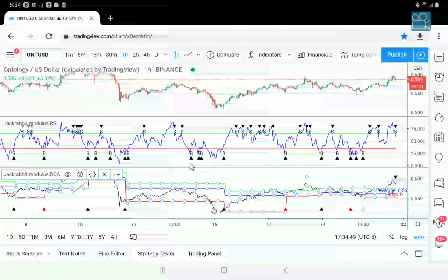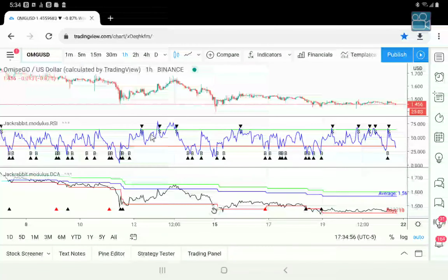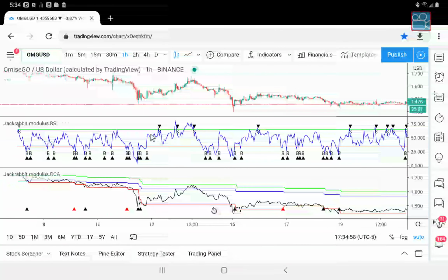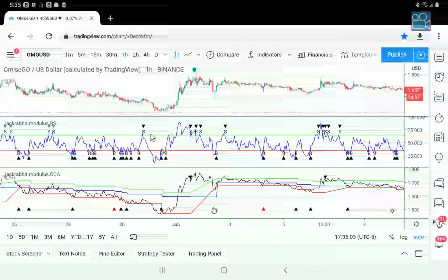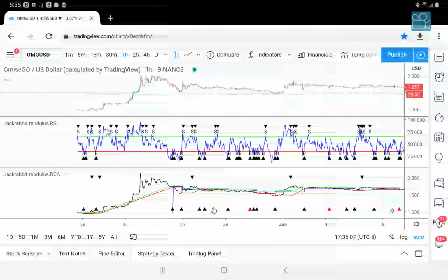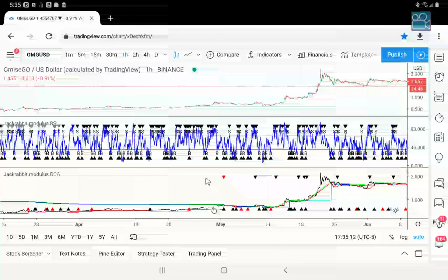For example, we're at the 1 hour chart. Let's go. Okay, there is. Let's zoom out. And here we see the exit position got out, and it waited until it had a good buy signal from the strategy.